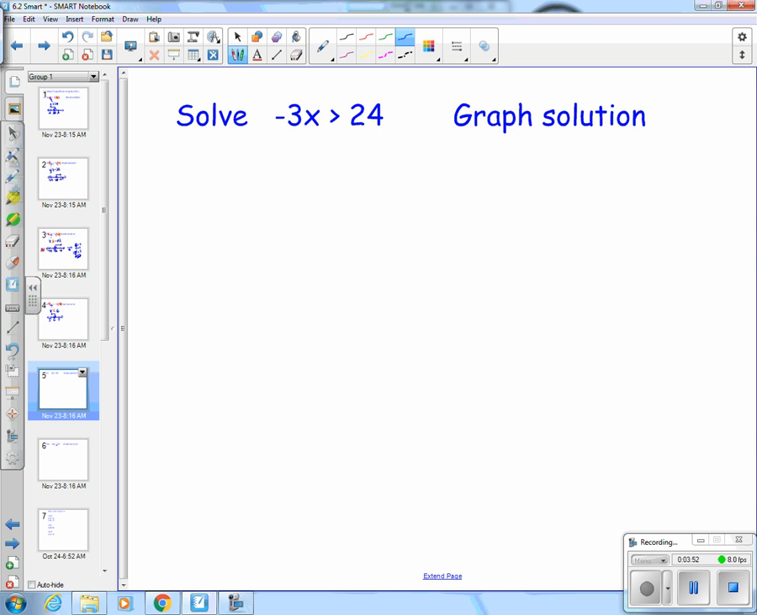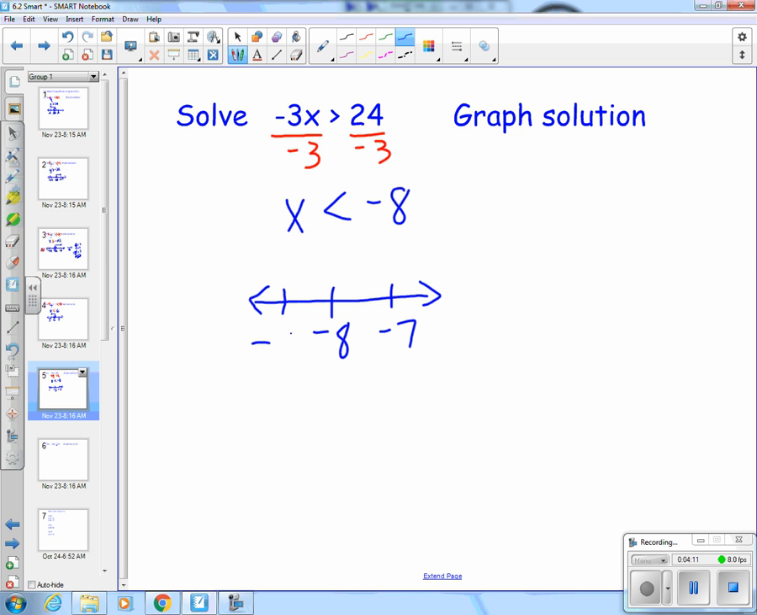What if I have multiplication? Well, I undo multiplication by using division. So I'm going to divide by -3 on both sides. And because I've divided by a negative, I also have to flip that inequality symbol. So let's get our -8 on here, -7, and -9. Open or closed circle? It will be an open circle. Arrow to the left it will go because it's less than.